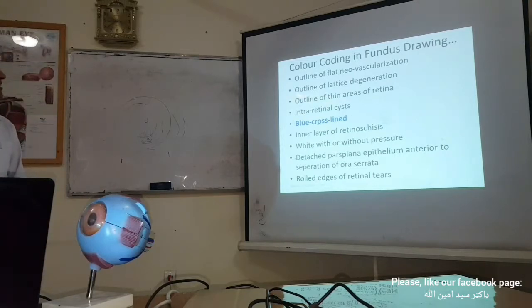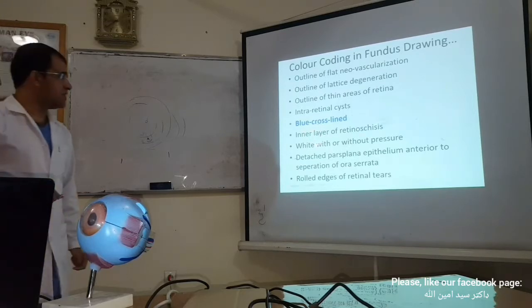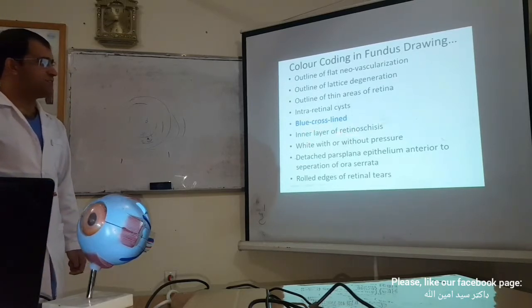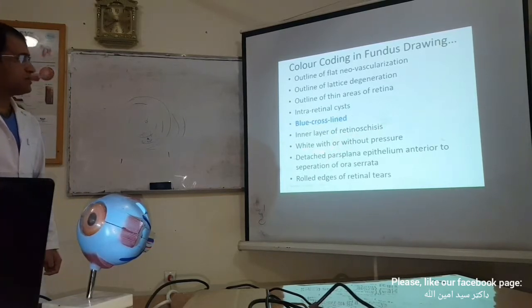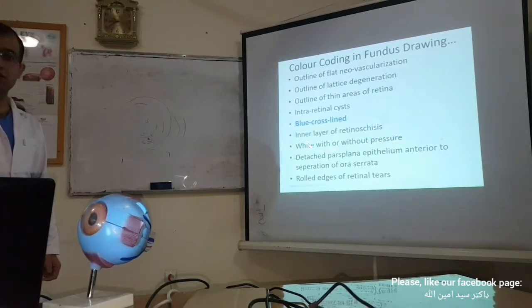Doesn't matter. Outline of flat degeneration, as we said, outline of thin areas of retina. Before we talked about the inner side of the thin area, that should be in red. The outline should be in blue. And its intraretinal cysts are going to be in blue. And blue cross lines in these lesions are going to be in blue cross lines. Inner line of retinoschisis, the inner line should be in blue cross lines. White, with or without pressure, they are with the blue cross lines.